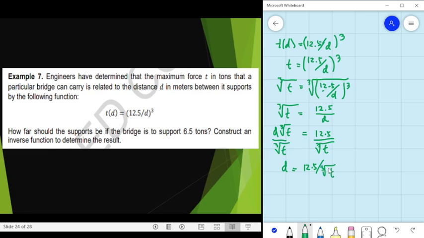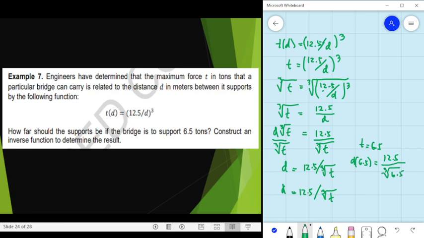Okay? So the inverse function of the given is d is equal to 12.5 per cube root of t. If we are going to evaluate the function at t equals 6.5, so it should be d of 6.5 is equal to 12.5 over the cube root of 6.5.